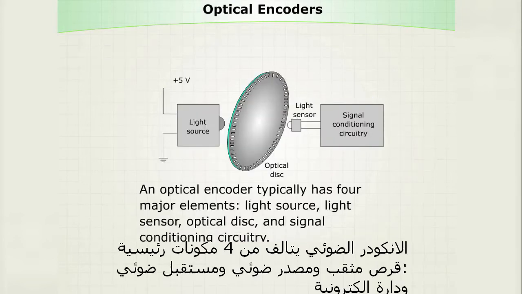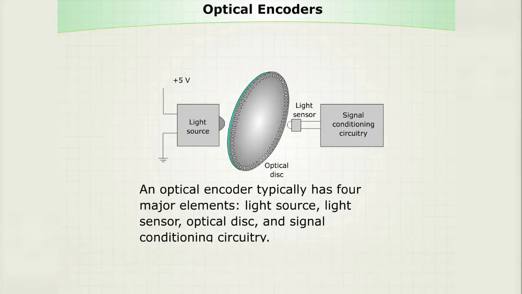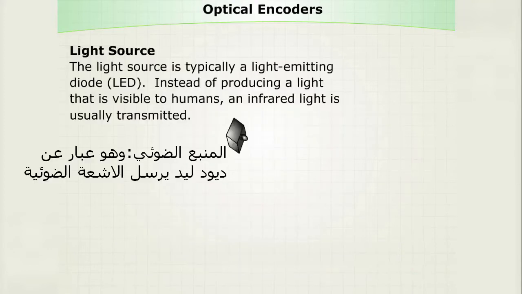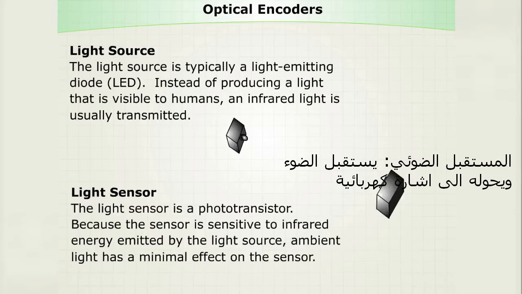An optical encoder typically has four major elements: light source, light sensor, optical disc, and signal conditioning circuitry. The light source is typically a light-emitting diode, or LED. Instead of producing a light that is visible to humans, an infrared light is usually transmitted. The light sensor is a phototransistor. Because the sensor is sensitive to infrared energy emitted by the light source, ambient light has a minimal effect on the sensor.